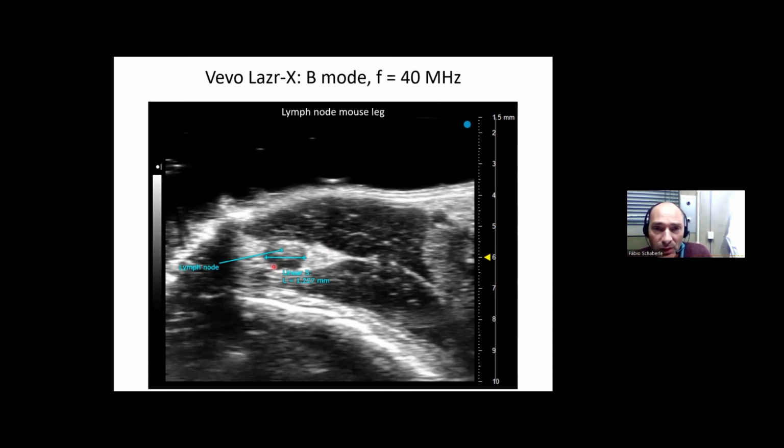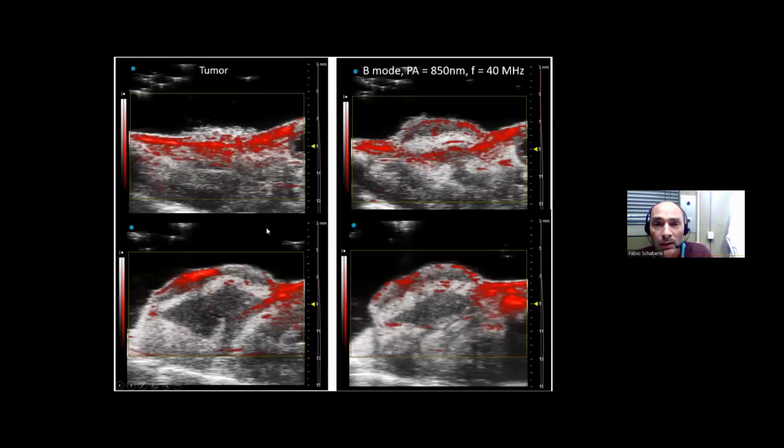So this image is the lymph node of a mouse leg. It's very well defined here. This is a photoacoustic signal merged with the B-mode ultrasound. We are just imaging at 850 nanometers to see the vessel distribution, how the blood vessels are distributed around the tumor.